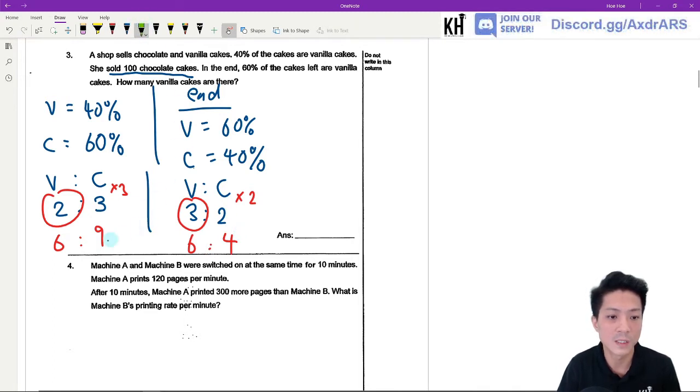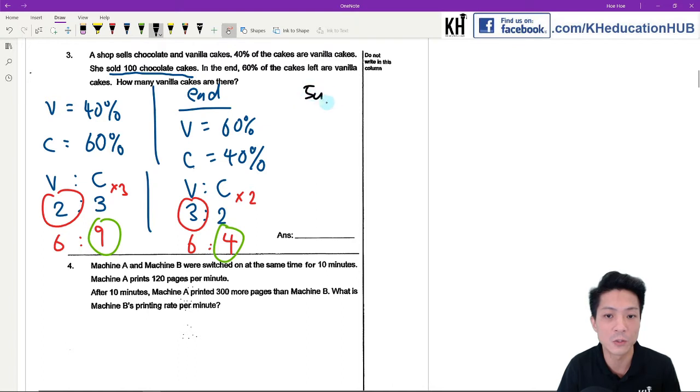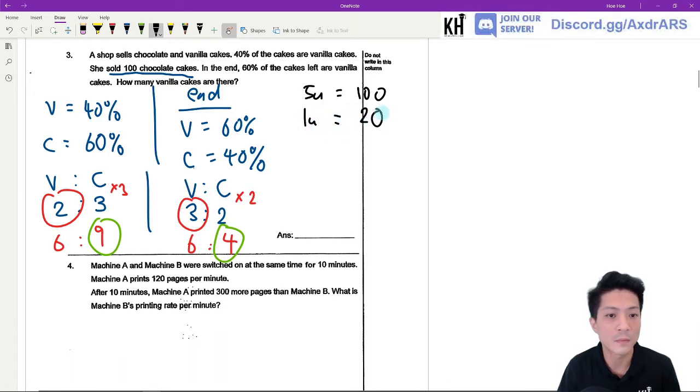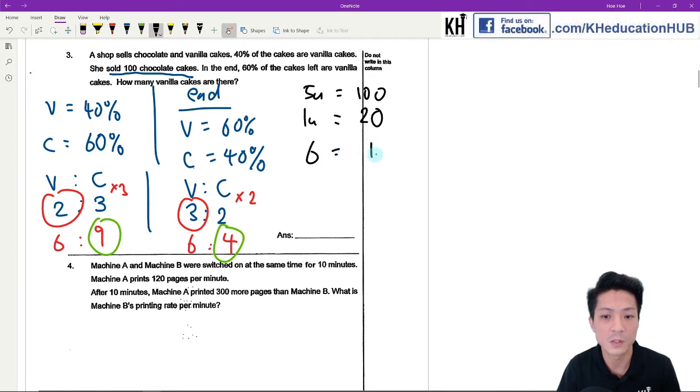Okay, so now you can see that the chocolate cakes reduced from 9 units to 4 units, which means that the 5 unit drop is equal to the 100 chocolate cakes. We can find out what is 1 unit, and from there we can find out how many vanilla cakes there are. So vanilla is 6 units, so it will be 120.